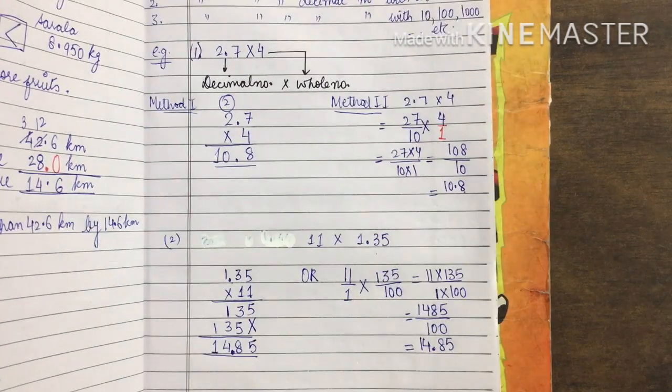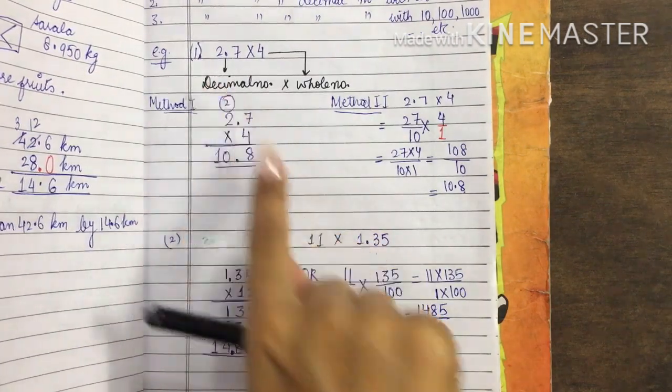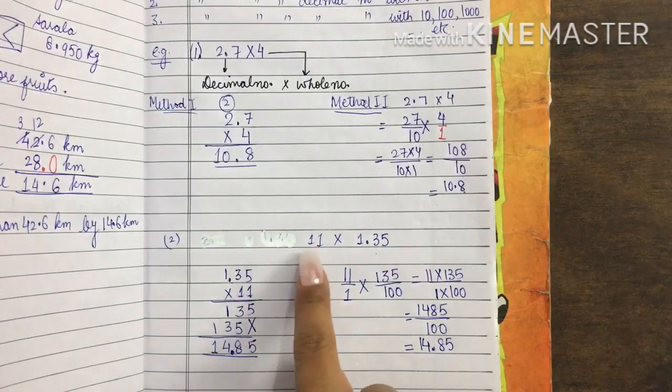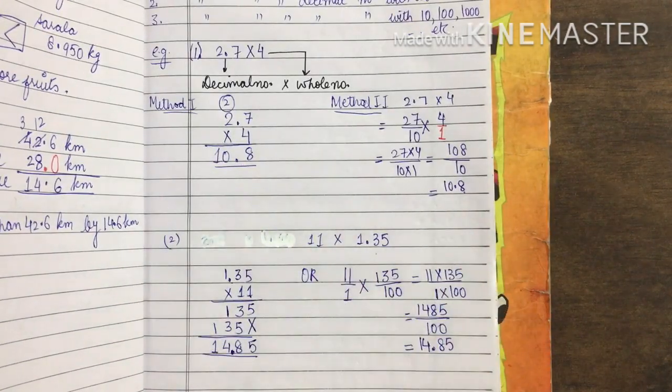So this is how we multiply a decimal number and a whole number. One number with point and the second number without a point. You can either multiply directly or you can multiply by changing the numbers to fractions.